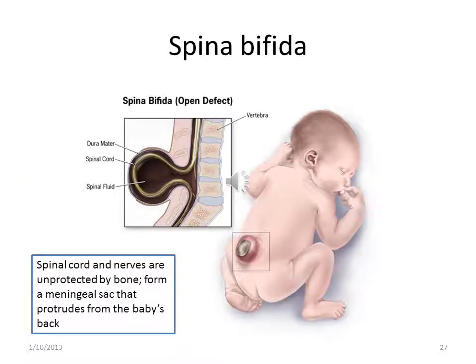Here's another picture showing spina bifida. This one is a little bit more inferior than on the previous slide, and so this neural tube closed up further before it remained open, but you can see that sac of meninges, the dura mater, and arachnoid poking out from the baby's back, and you can see that the spinal cord and spinal fluid are present in that sac.